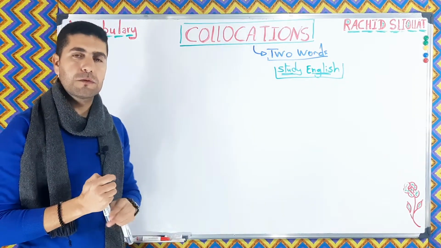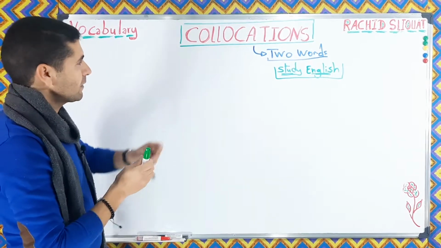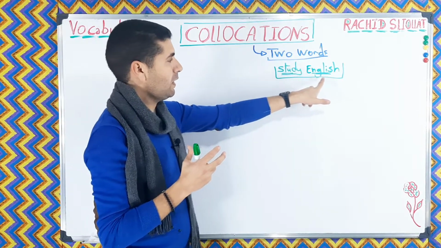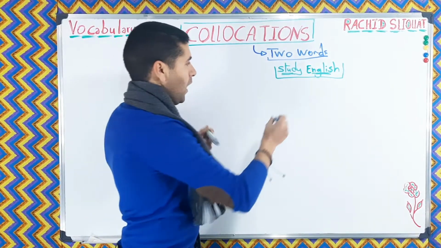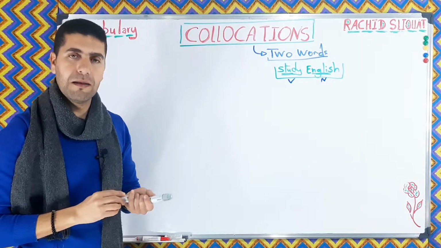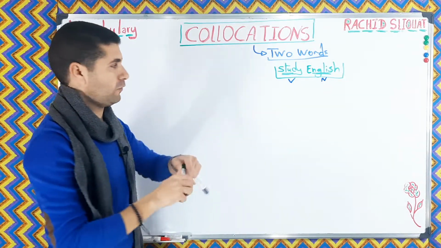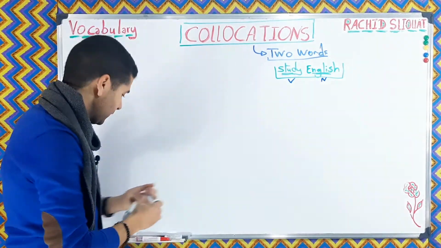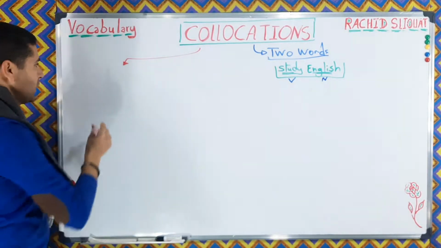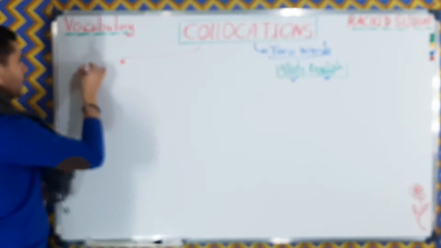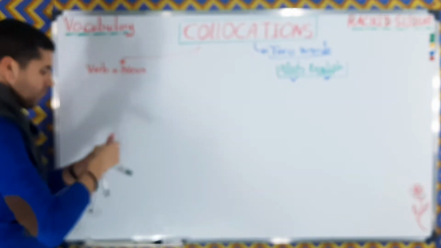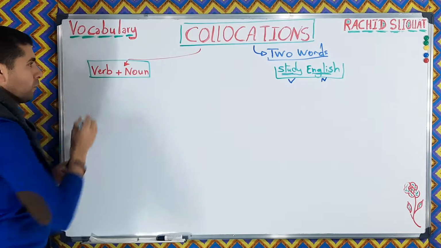Now, today we are going to see two general types of collocations. If you look at this collocation, study English, study is a verb, and English is a noun. This is the most common type of collocation in English: verb plus a noun, okay? So the first type of collocation we can talk about is what we call the verb plus a noun, all right?